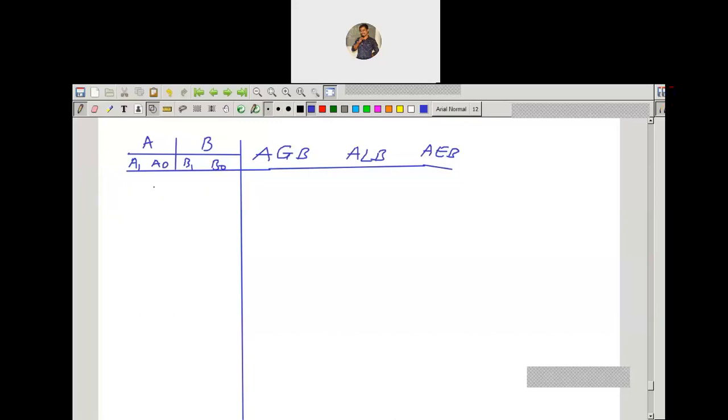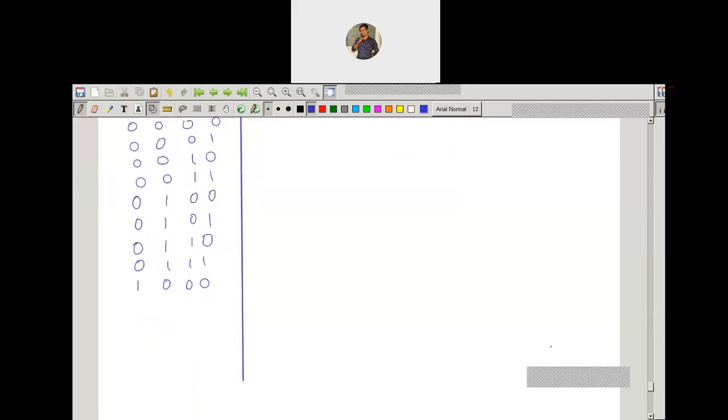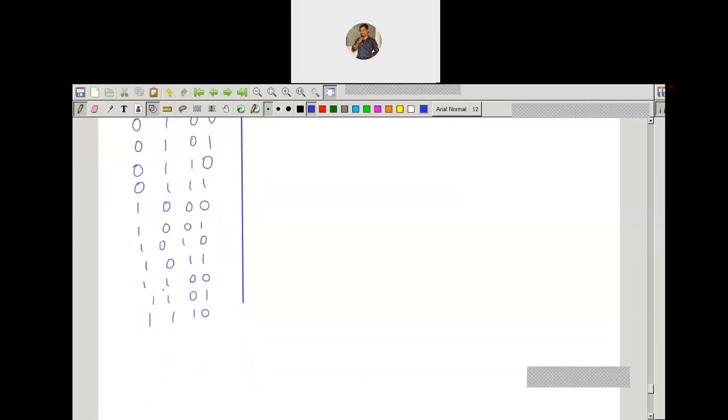Let me write down those 16 possibilities here. 0 0 0 0, 0 0 0 1, 0 0 1 0, 0 0 1 1, 0 1 0 0, 0 1 0 1, 0 1 1 0. So these are the 16 input combinations.